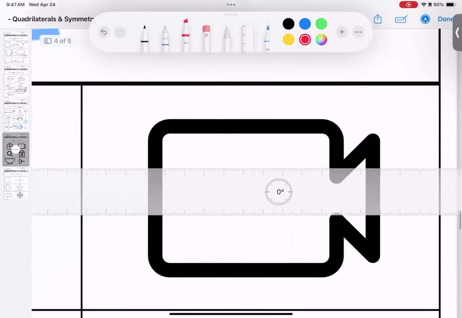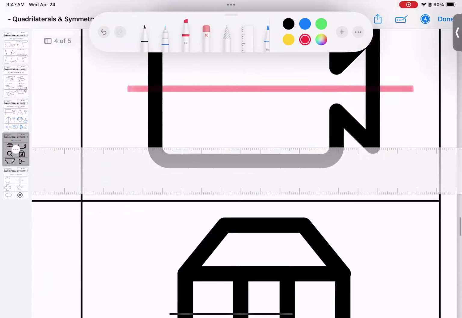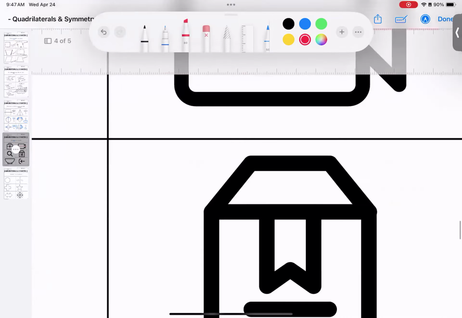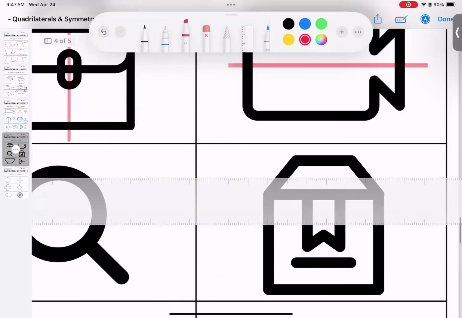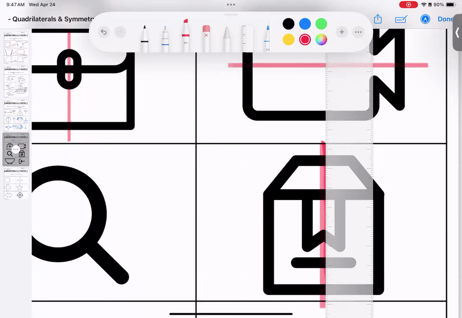For this one, I want my line of symmetry, so I'm going to make sure that I have a mirror image on both sides. I'm going to draw it right down the middle. So, one line of symmetry. For this one, I'm going to flip my ruler this way because I want everything on both sides to be the same. So I draw this one line of symmetry right down the middle.